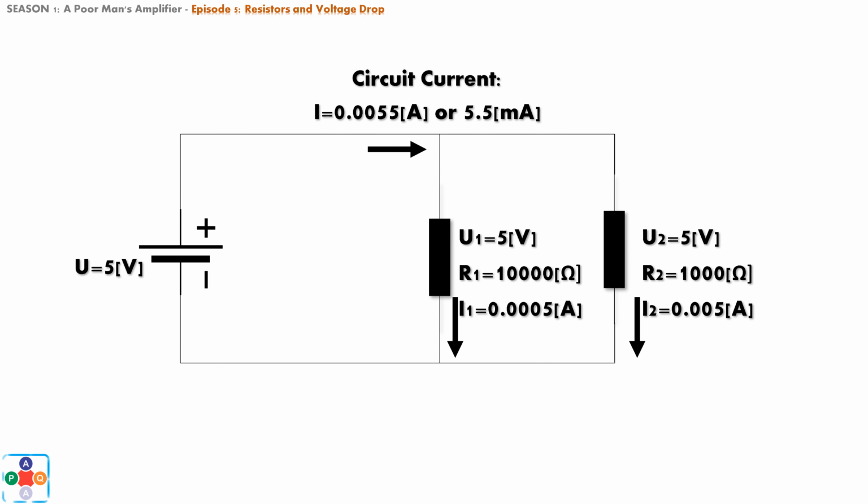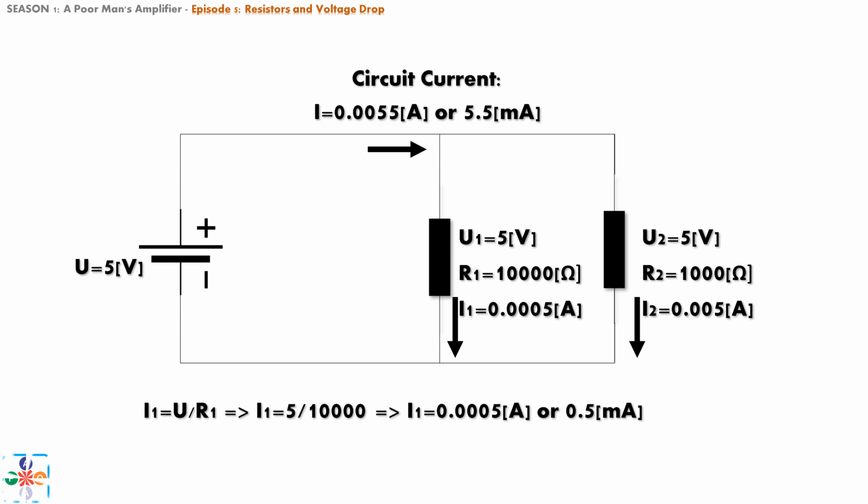Now, let's get back to our original circuit, and calculate values for currents running through each resistor. Since we have been given values for voltage and resistivity of each resistor, finding values for currents is a matter of plugging the numbers into Ohm's law equation for calculating current. So, for resistor R1, we have that current I1 is directly proportional to voltage, and inversely proportional to resistance. That gives us a value for I1 of 0.0005 amperes, or 0.5 milliamperes.